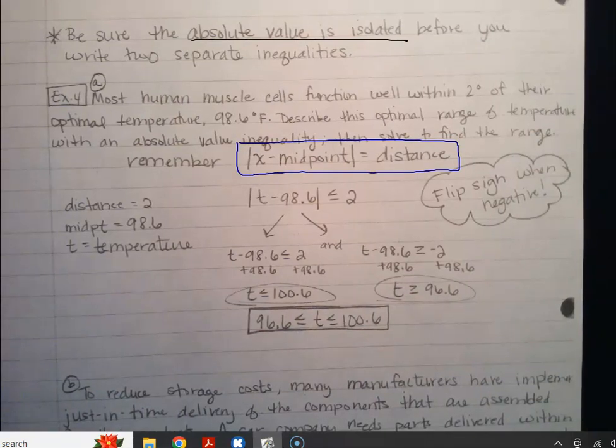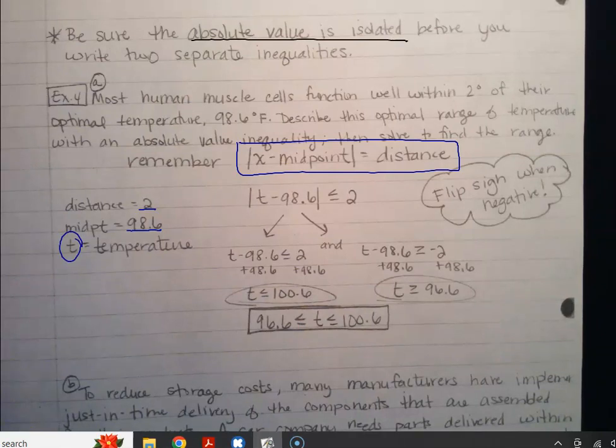Okay, to write the equation, we have to have the absolute value of x minus the midpoint equals the distance. But you have to figure out which each of those is. In this case, our distance is the 2, because it says it functions well within 2 degrees, so 2 degrees higher or 2 degrees less. That's the distance. The midpoint is the 98.6, the temperature your body should be. So we're calling that the midpoint. And then instead of using x, I'm going to use T for my temperature.